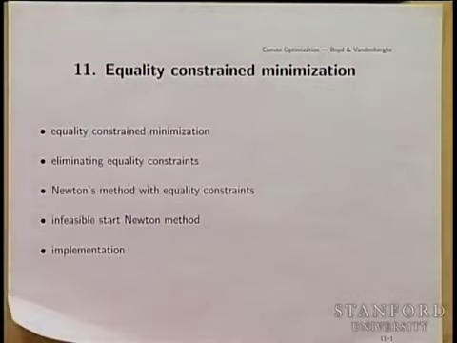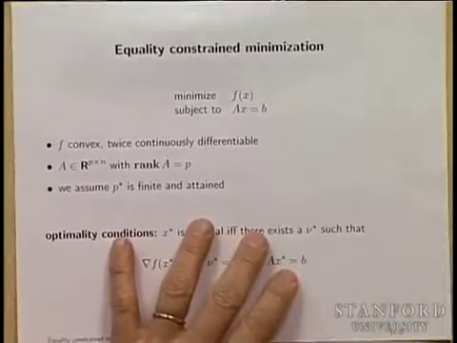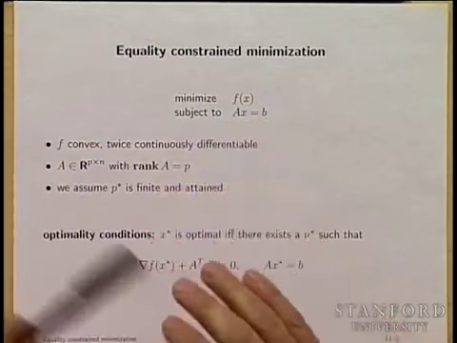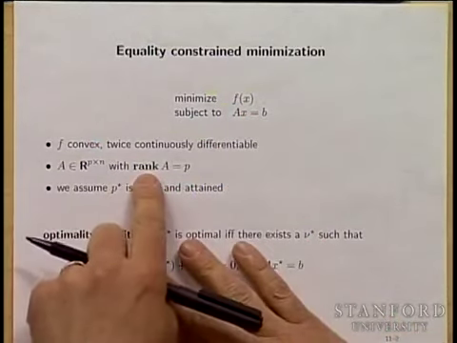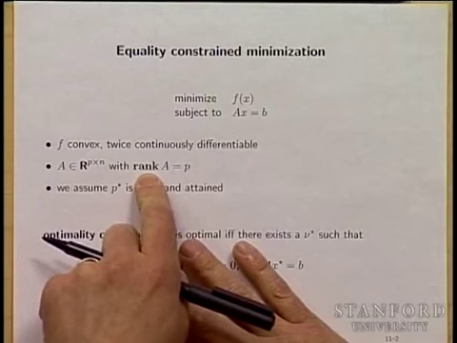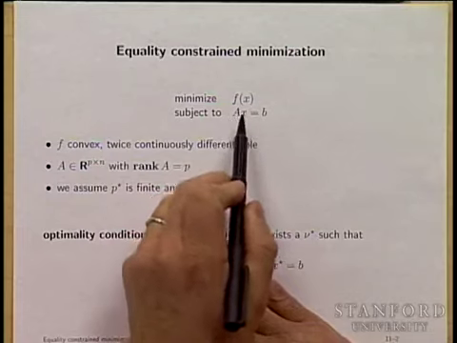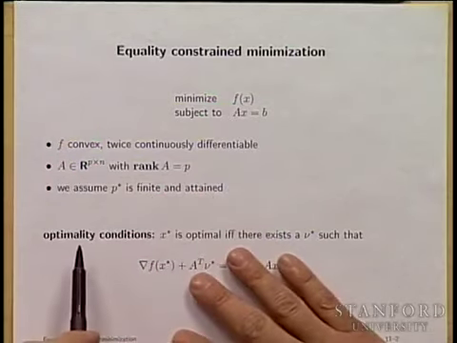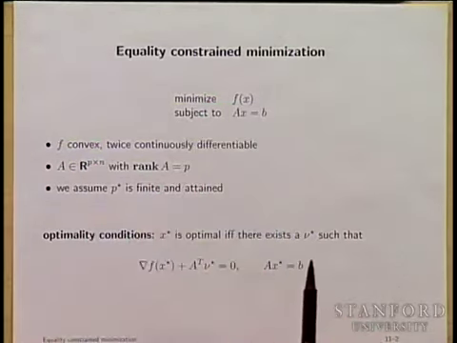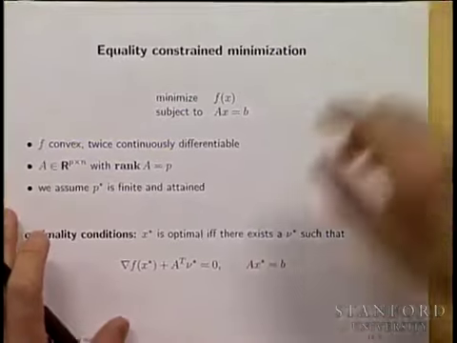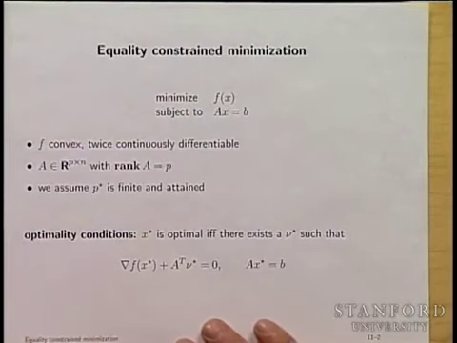Okay, we'll turn to equality constrained minimization. It's going to turn out to be not much different from the unconstrained case. So we want to minimize f of x subject to Ax equals b. We'll assume A is fat and full rank. In particular, Ax equals b is solvable. We'll also assume that the problem is bounded below, and f is convex and twice continuously differentiable, with a continuous second derivative.